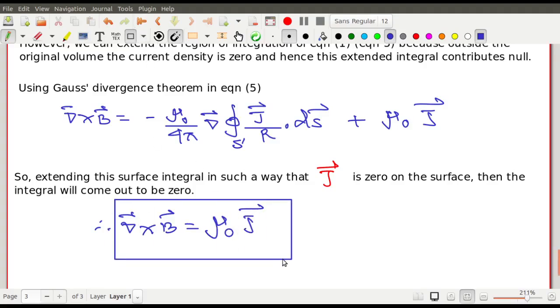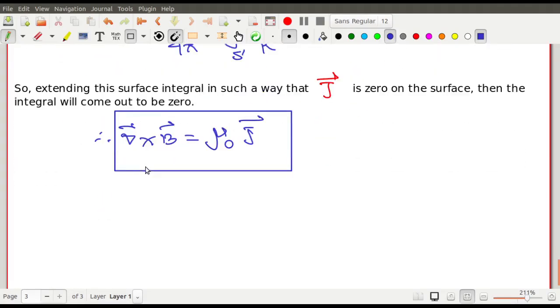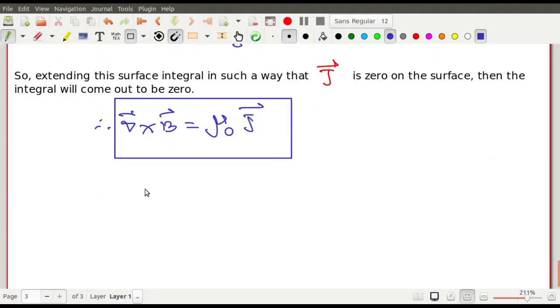So that is why the curl of the magnetic field comes out to be mu 0 times J. The curl of a magnetic field comes out to be mu 0 of J. Right? Let us now use the surface integral over here. Let us take a surface integral.